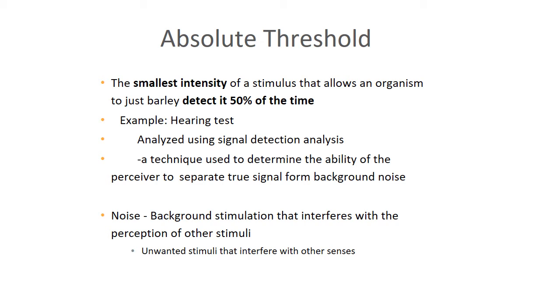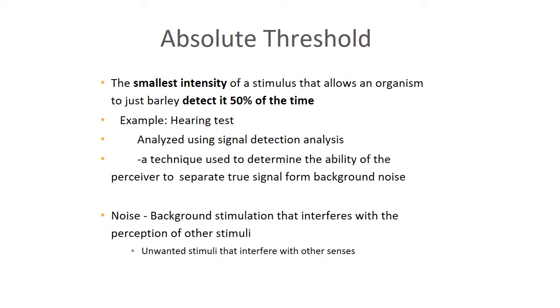So when you're sitting there in that booth with that hearing test, sometimes you think you hear it, so you raise your hand. You may or may not be correct. It starts off with loud sounds that are easy to hear, and then it gets softer and softer until you get to where you're just not really sure if you can hear it. When you correctly indicate 50% of the time that you can hear the sound, that is where your absolute threshold is. So that is the smallest intensity of a stimulus that allows an organism to just barely detect it 50% of the time. So hopefully that makes more sense now.